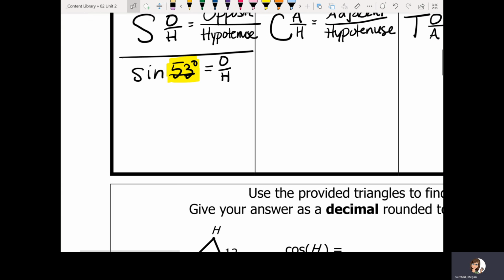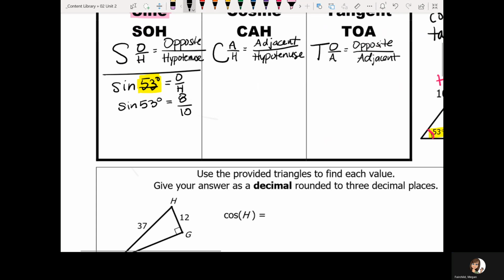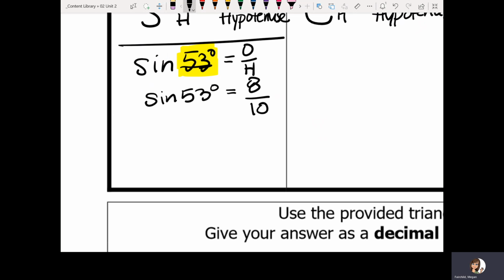So sine of 53 is O over H. So we're looking at sine of 53 degrees is O, which is 8, over H, which is 10. So now we have a ratio. Sine, cosine, tangent are always going to give you ratios. Now all we have to do is simplify that fraction. So we're going to get what? 4/5. That's the answer that we're looking for, 4/5.